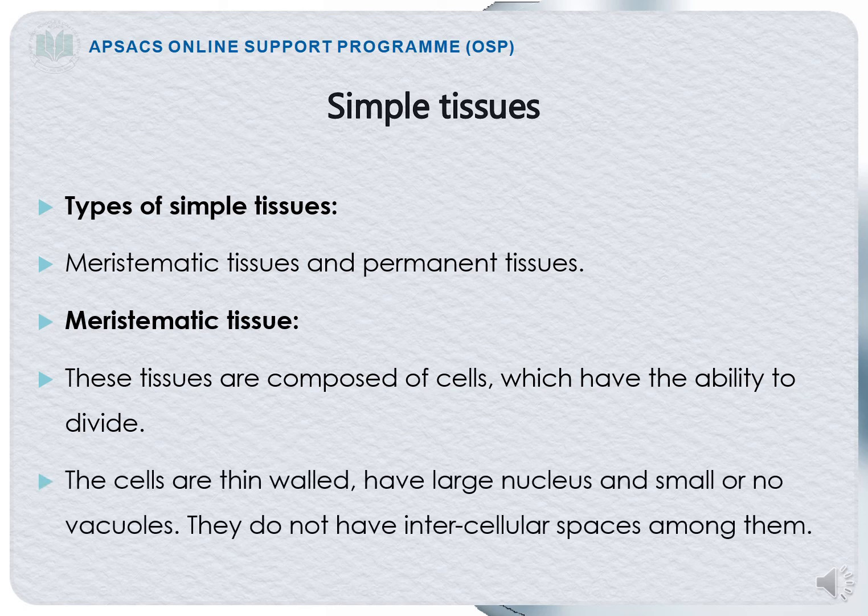The cells are thin walled, have a large nucleus and small or no vacuoles. They do not have intercellular spaces among them. It is very clear from this line that their cells will be thin walled. They will have one large nucleus. They will have a small vacuole or none, and the spaces among these cells will be very little, or they will not have any kind of space.